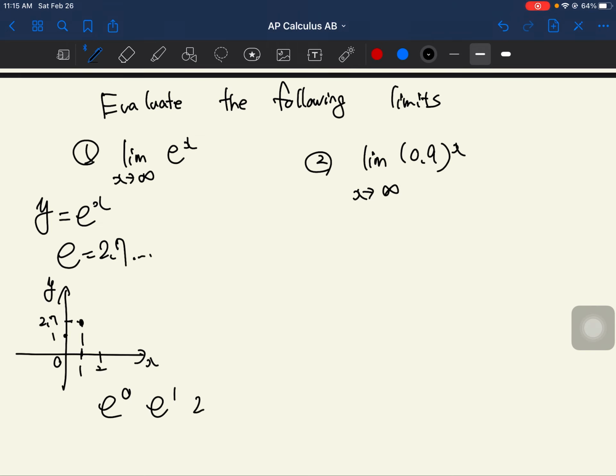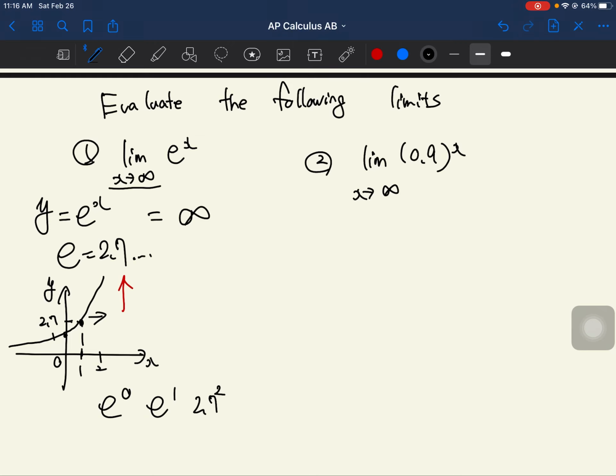And if you plug in 2, it's 2.7 squared, which is going to be really bigger. So as x increases, the value of e to the power of x increases as well, exponentially, like this. So the graph is going to be like that. So the question is, as x approaches infinity, so if x is going to this side, the value is going to be like that, which is infinity. So the answer is infinity.